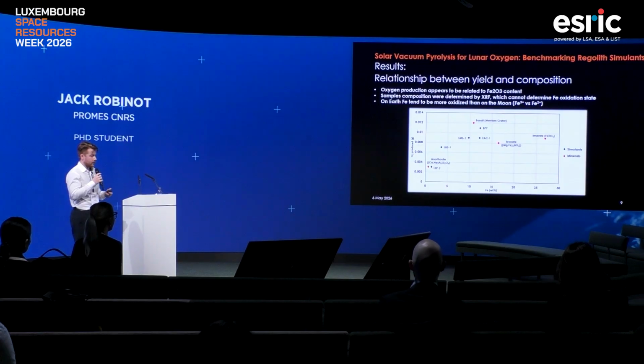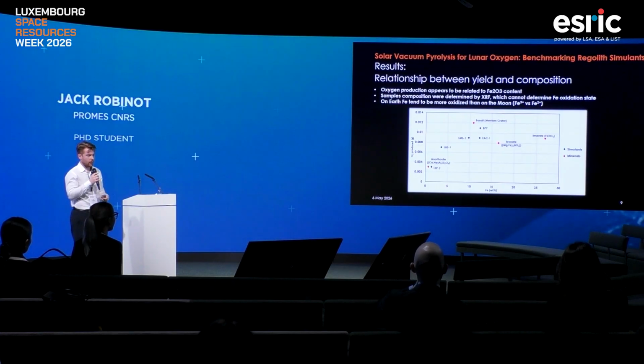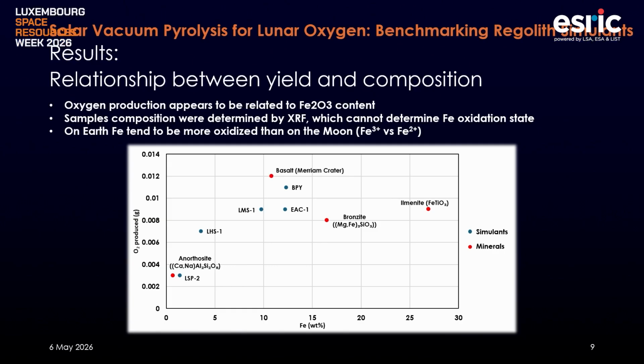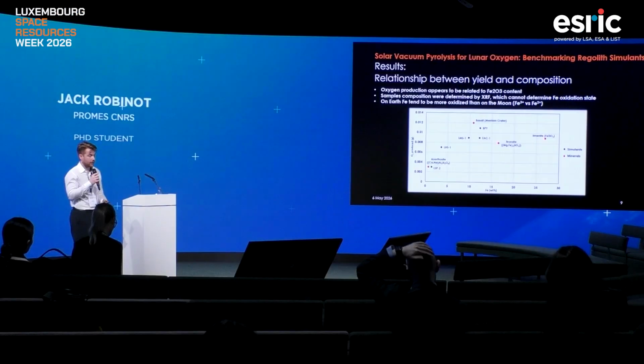You can see here in blue it's the simulant, and in red it's the minerals. And you can see a strong relationship between iron content and oxygen yielded. However, the relationship is less observable with the minerals. It is really strong only with the regolith simulant. And as said earlier, we yield around 1% of oxygen with the best performance.